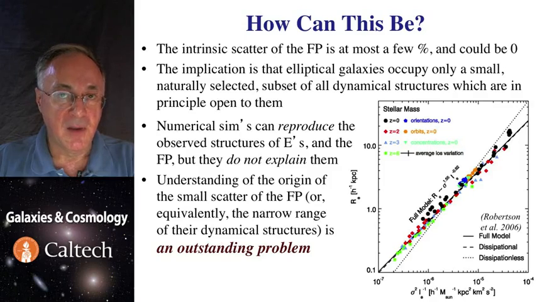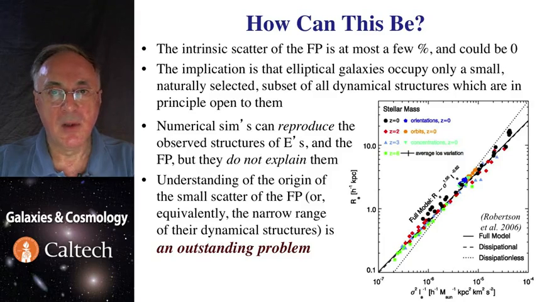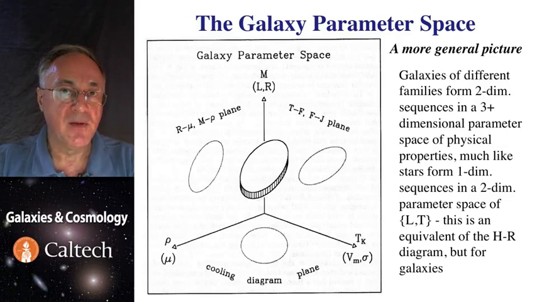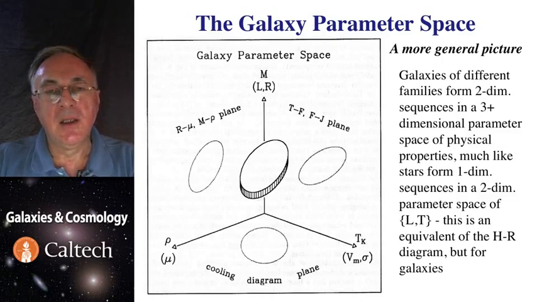So the tilt is relatively easily understood by changing homology and mass-to-light ratio assumptions. The thickness is not. Why the thickness is so small is truly an outstanding mystery. Same thing for the Tully-Fisher relation. So you can look at this in a more general way. You can think of the galaxies as families of objects that form two-dimensional sequences in a three-dimensional space, or 10-dimensional space if you want, but at least three. And the fundamental plane would be one of them.